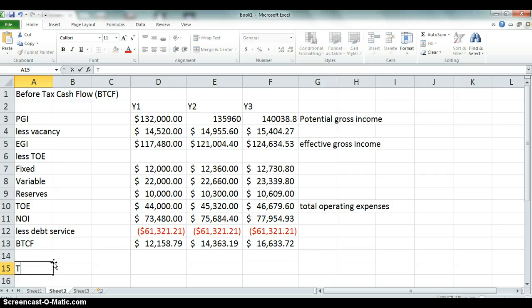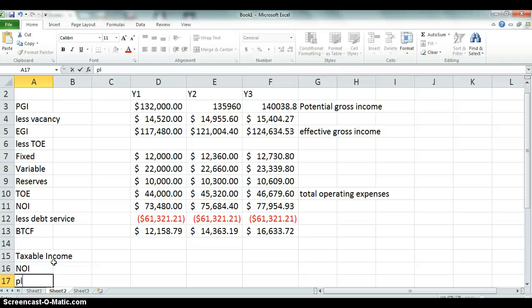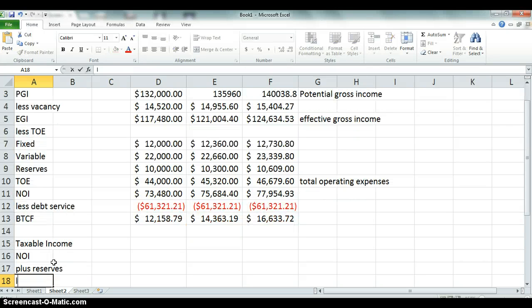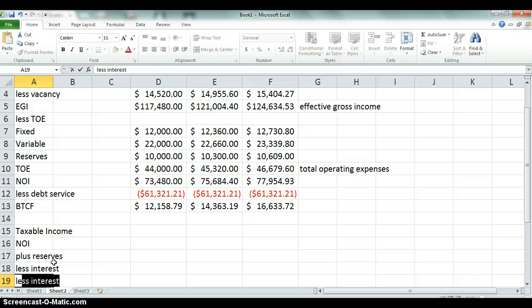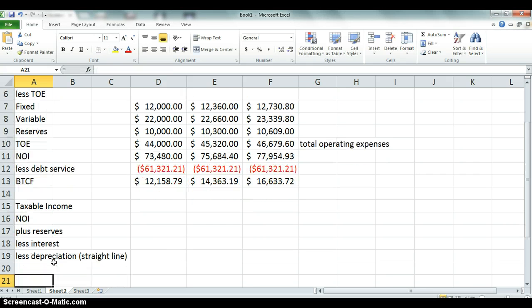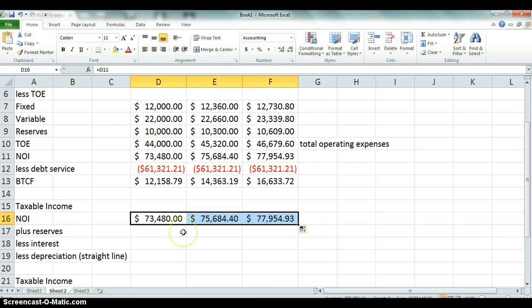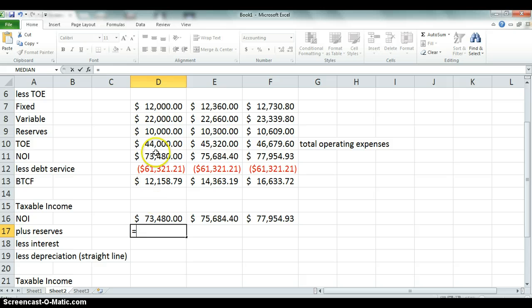Now we will calculate our taxable income. For our taxable income, we need our net operating income plus reserves, less interest, less depreciation, straight line. We already know our net operating income, so we're just going to copy our numbers and drag them down so you will have the exact same numbers. For our reserves, we'll have the reserves that we already calculated.